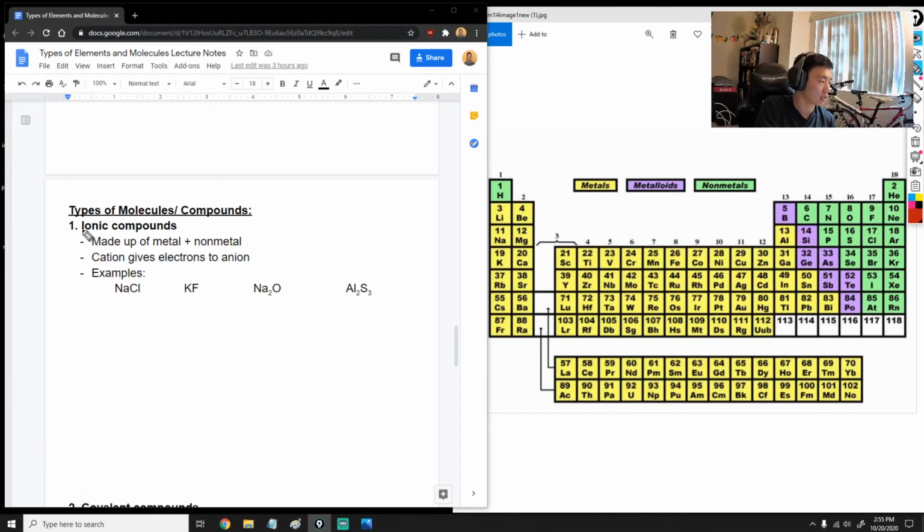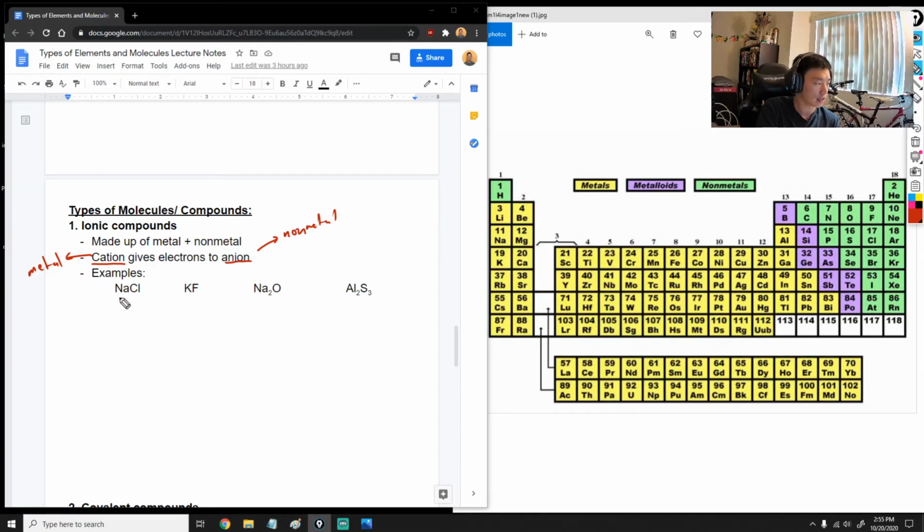It is called ionic compounds. Ionic compounds are made out of metals and non-metals. That means it's made out of something yellow on the periodic table, and something green on the periodic table. It has to be a combination of those two. In an ionic compound, the cation is the positive ion, and this is usually going to be the metal. The metal gives the electrons to the anion, the one with a negative charge, which is going to be a nonmetal. So in an ionic compound, the metal gives electrons to the nonmetal.